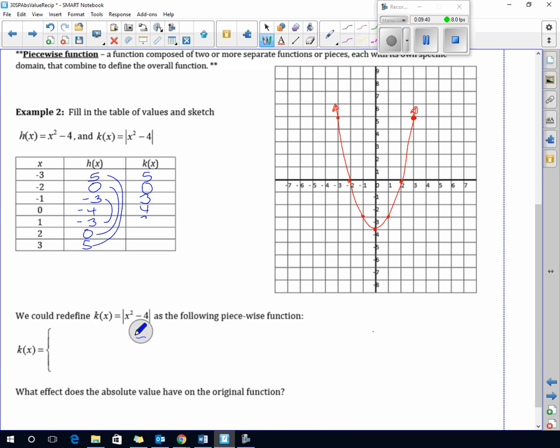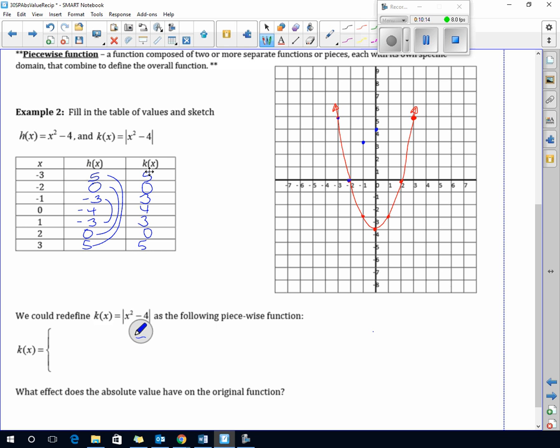Okay, so you can follow that with the table of values. So negative 3, 5, it's still that, right? Negative 2, 0 is still that. But now what happens? Negative 1 is not at negative 3 anymore. Now it's at positive 3. Negative 4 is not there anymore. Now it's at positive 4. 1 is not at negative 3 anymore. Now it's at positive 3. The 0 is still 0. The 5 is still 5.